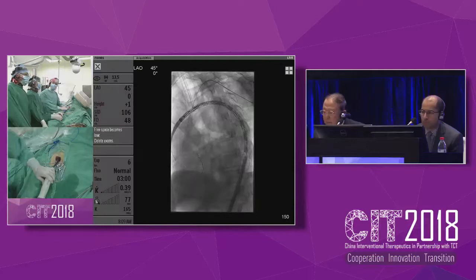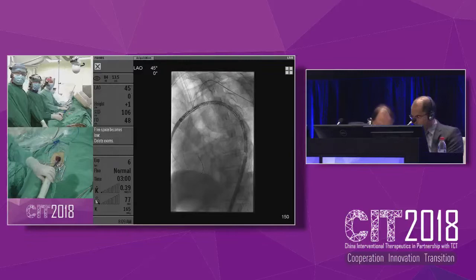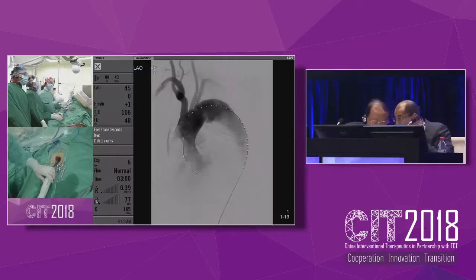Angiogram for me, please. Then we check it. We double check. Show me the bones, please.